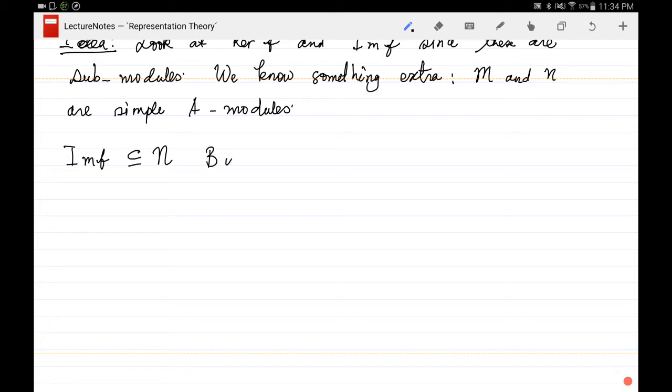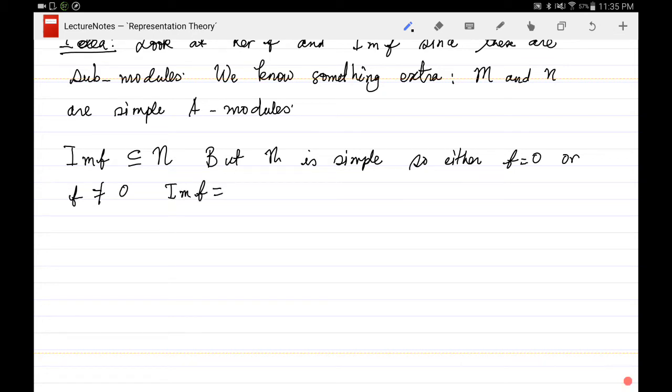But N is simple. So either F is equal to 0, or if F is not equal to 0, the image of F has to equal N. There is no in between. If it's some subspace in N, then N was not simple to begin with. So it has to be that the image of F is equal to N.